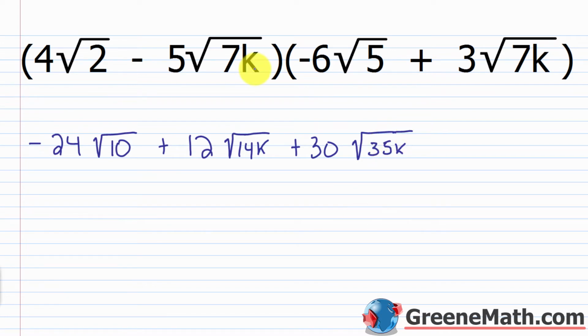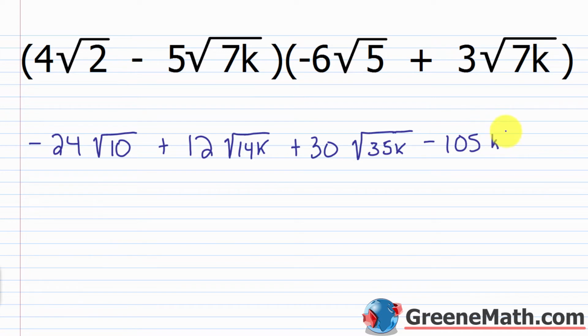Then I want to end by multiplying my last terms together. So negative 5 times the square root of 7k times 3 times the square root of 7k. So let's do negative times positive is negative. 5 times 3 is 15. Okay, 15. But then I've got square root of 7k times square root of 7k. That's going to give me 7k. So really I'd have negative 15 times 7, which is negative 105 times k.